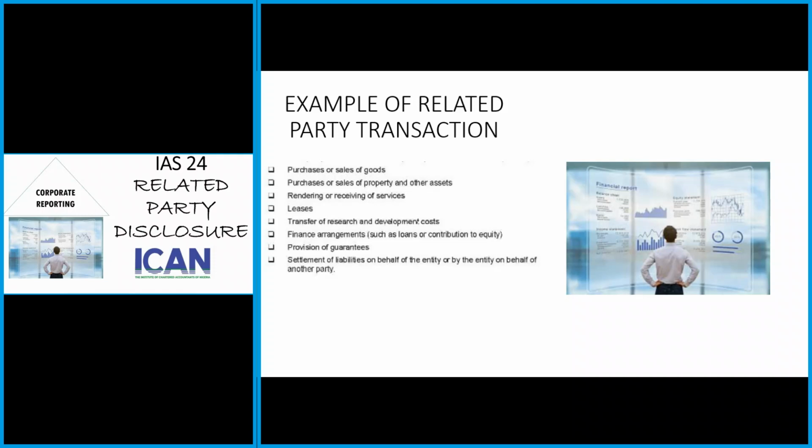Transfer of research and development, R&D: when we begin to apply R&D that we do not fund because of the relationship with the researcher, we may need to disclose it. Finance arrangements, maybe a form of loan or equity contribution to the other organization, probably a junior organization, maybe an associate or subsidiary. When we have such, we need to disclose them.